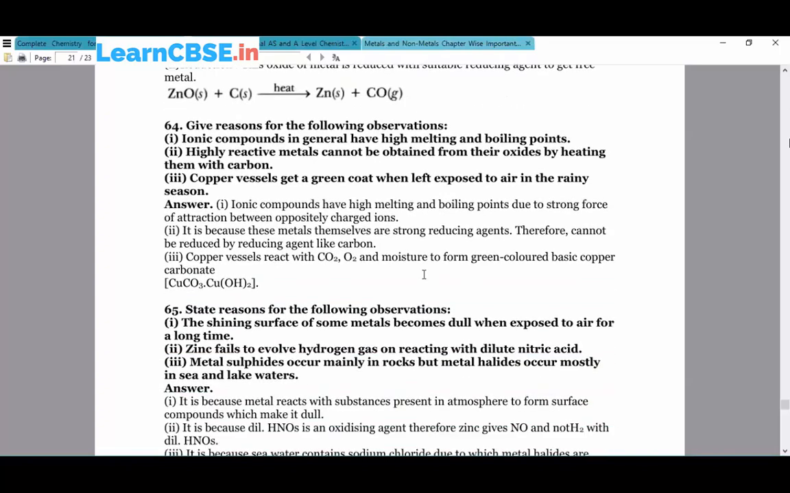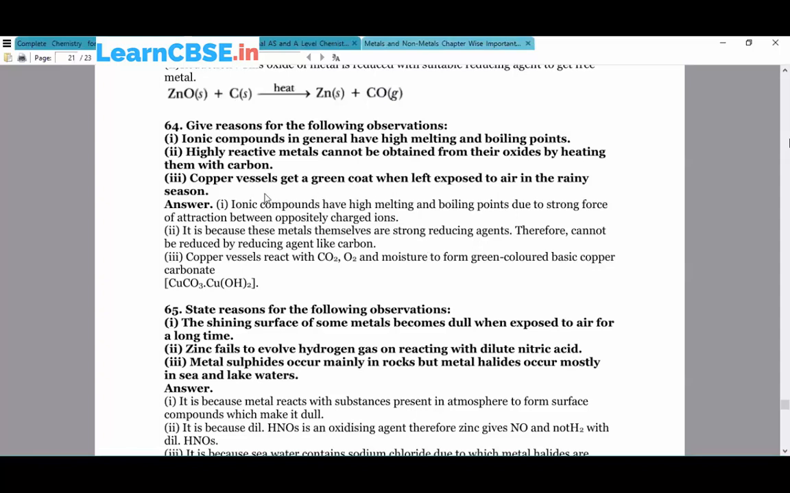Give reasons for the following observations. Ionic compounds in general have high melting and boiling points, due to the strong force of attraction between the oppositely charged ions. Highly reactive metals cannot be obtained from their oxides by heating them with carbon, because these metals themselves are strong reducing agents, and therefore cannot be reduced by a reducing agent like carbon.